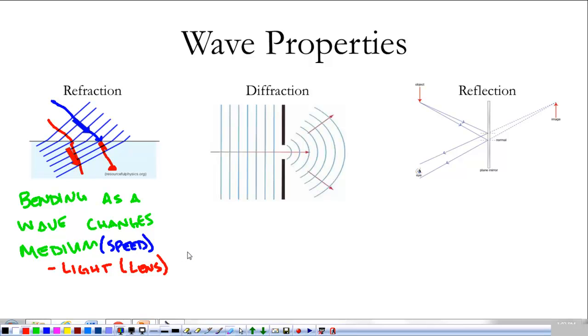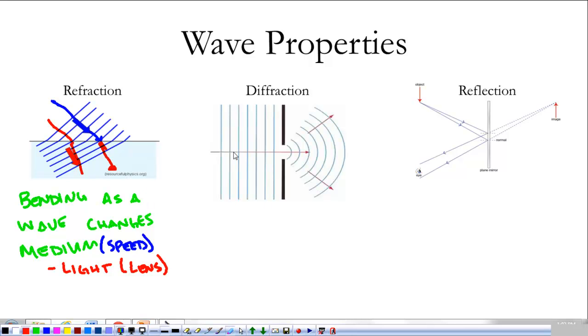We don't really talk about refraction a lot when we talk about sound. It's not something that we see a lot of with sound. But it's the bending of a wave as we change medium. And so we'll talk about any type of changing medium as a refraction type of process.